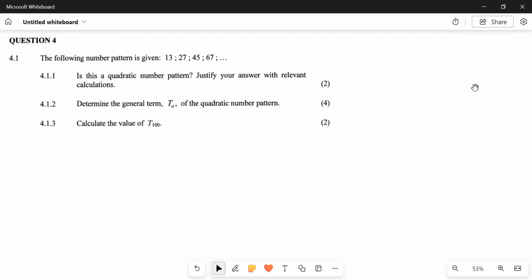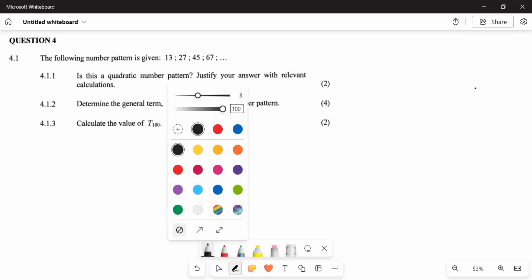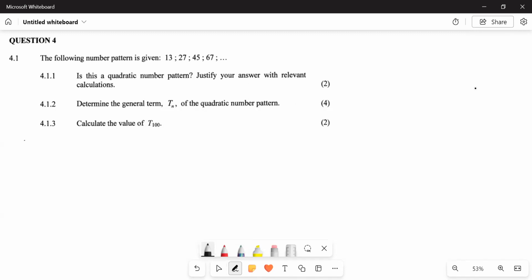Today we are focusing on quadratic patterns. It's been a while since I posted a video, but guys, I'm back now. Moving on today, we're coming with video 5. So just make sure that you have your pen and paper there with you.